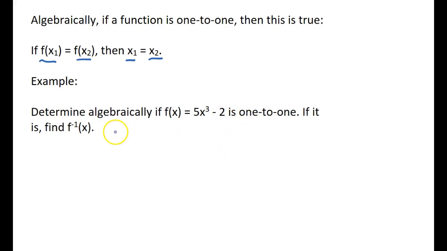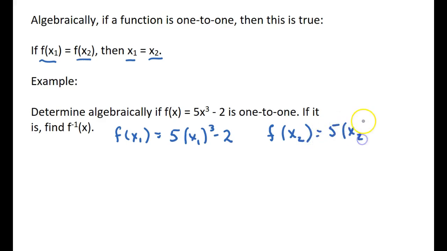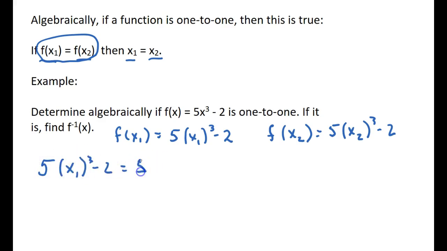Okay, here we go. So f of x1 is going to be 5 times x1 cubed minus 2, and f of x2 is going to be 5 times x2 cubed minus 2. So I'm going to set these equal to each other. That means I'm going to have 5 times x1 cubed minus 2 equal to 5 times x2 cubed minus 2. And hopefully, if I do a little algebra, I can make x1 equal x2.